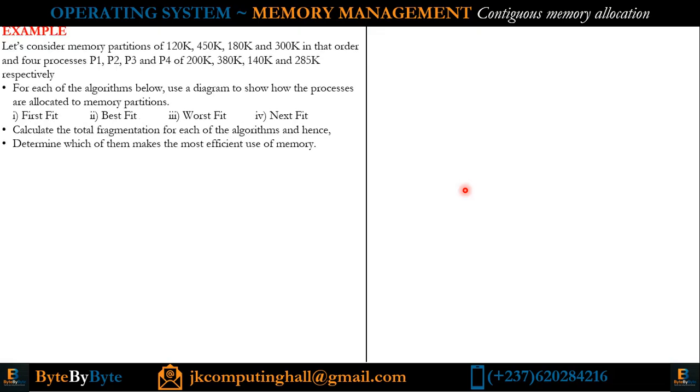Let's consider memory partitions of 120K, 450K, 180K, and 300K in that order, and four processes P1, P2, P3, and P4 of 200K, 380K, 140K, 285K respectively. For each of the algorithms below, use a diagram to show how the processes are allocated to memory partitions. That is the first fit, the best fit, the worst fit, and the next fit.